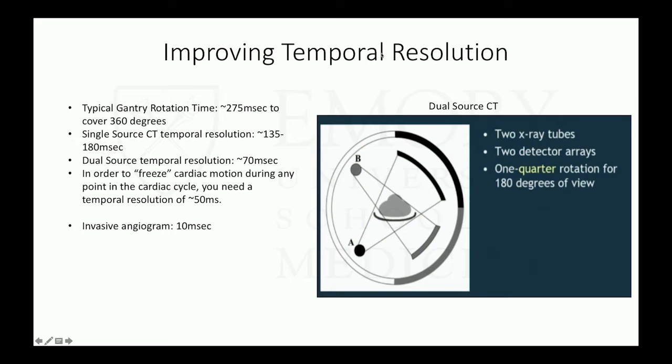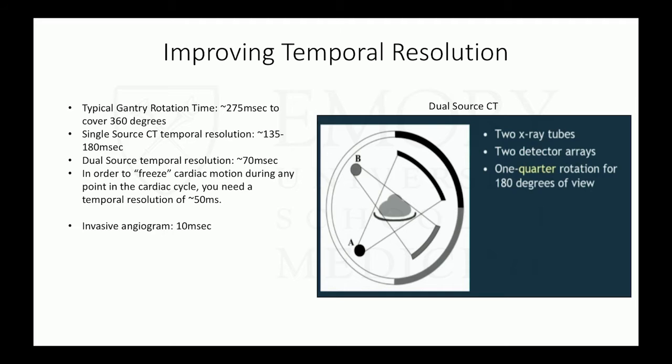scanner. But we also have dual source CT scanners now, which have 2 X-ray sources, 2 detectors, and so the temporal resolution in those systems is actually just 1/4 of the overall gantry rotation time. In modern CT scanners, or with dual source CT scanners, we're getting temporal resolution of around 70 milliseconds. In order to actually freeze cardiac motion at any point in the cardiac cycle, you need a temporal resolution of 50 milliseconds. So we're not quite there yet, and certainly we are well below the temporal resolution of invasive angiogram, which is about 10 milliseconds.